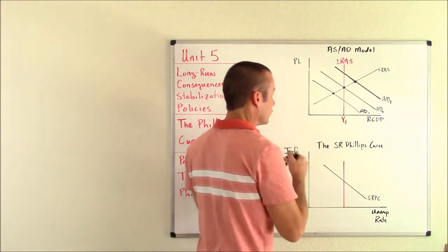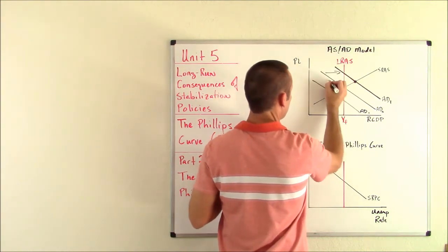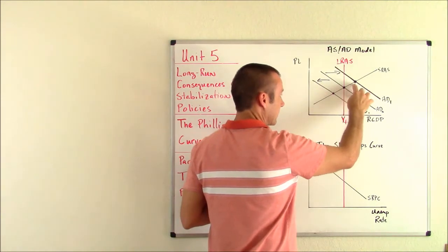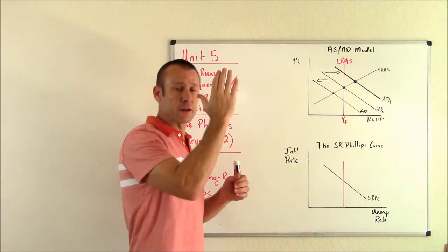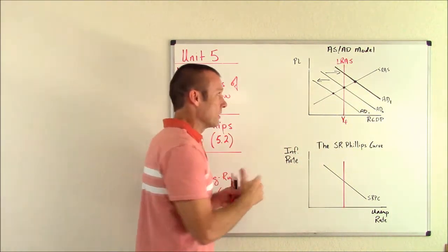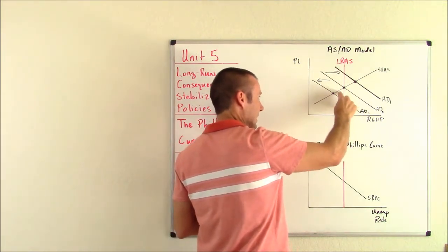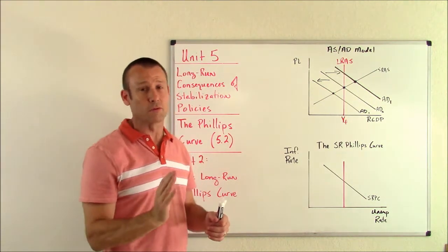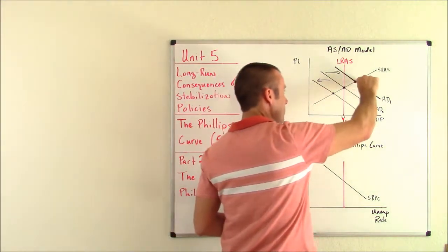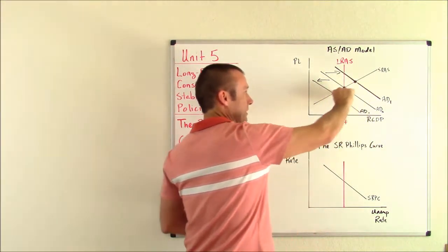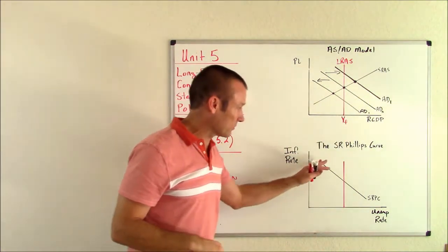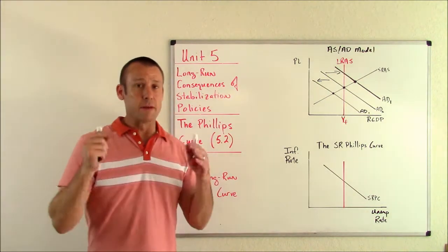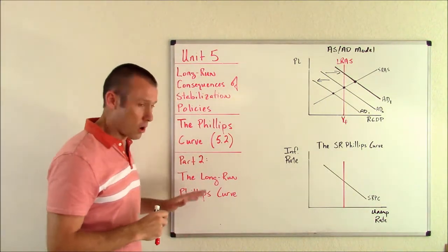So I have AD shifting here, right? I've got it shifting right, I've got it shifting left. And the idea is this: when I go from here to there, inflation rate's going up, unemployment's going down. And when I go from this dot to this dot to this dot, the exact opposite is happening. Inflation rate's going down, the unemployment rate is going up. So as we move between these dots, we have this inverse relationship between the inflation rate and the unemployment rate. But now we need to talk about the long-run Phillips curve.